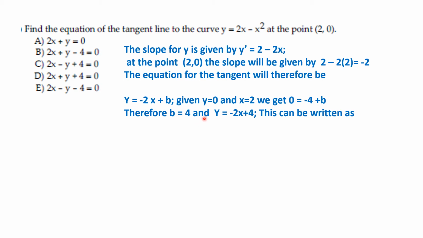So we can now write the equation of the tangent as y equals negative 2x plus 4. This can be rewritten as y plus 2x minus 4 equals 0, and this matches option number B. So the correct answer is B.